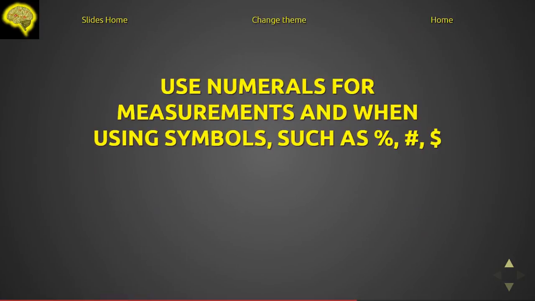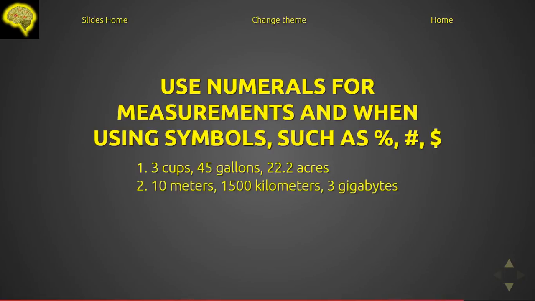You also use numerals for measurements and when using symbols such as percent, pound, and dollars. So 3 cups, 45 gallons, 22.2 acres, 10 meters, 1,500 kilometers, 3 gigabytes, $56.22, 25%, and 5 pounds.